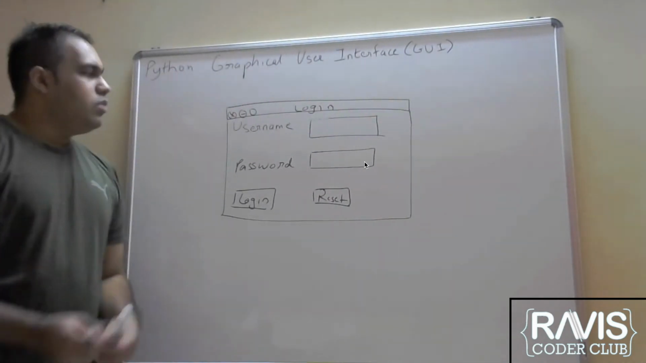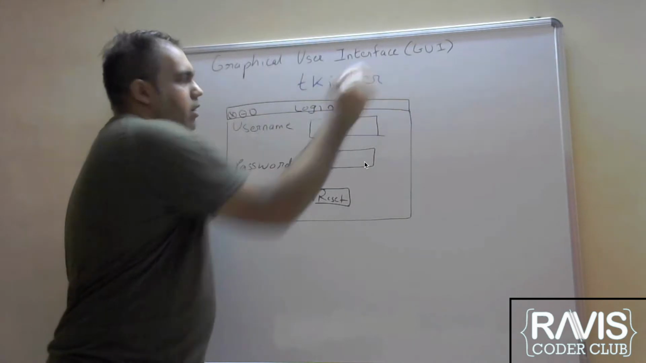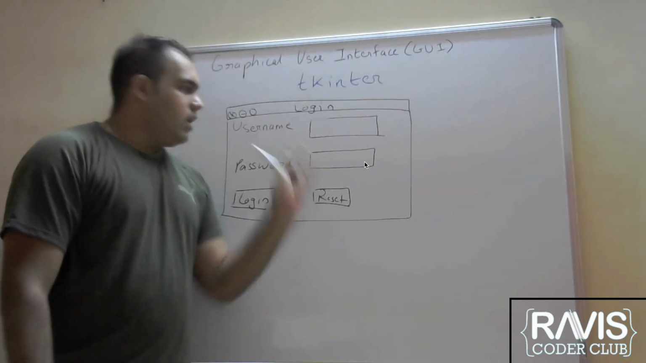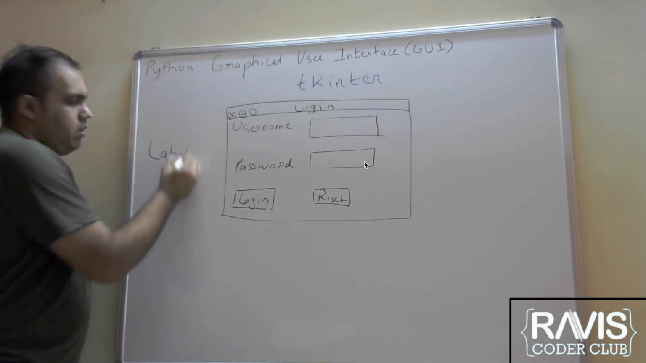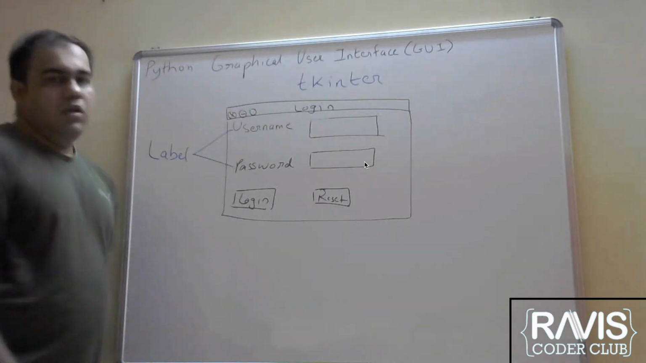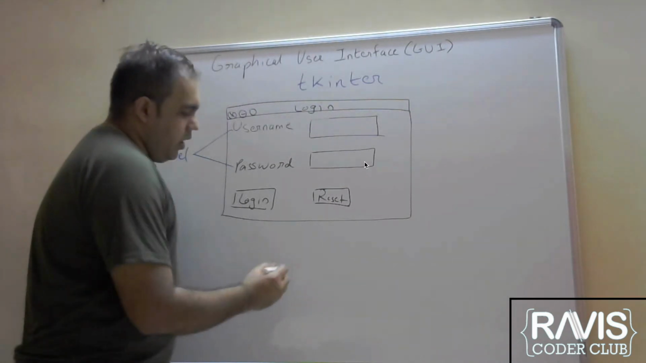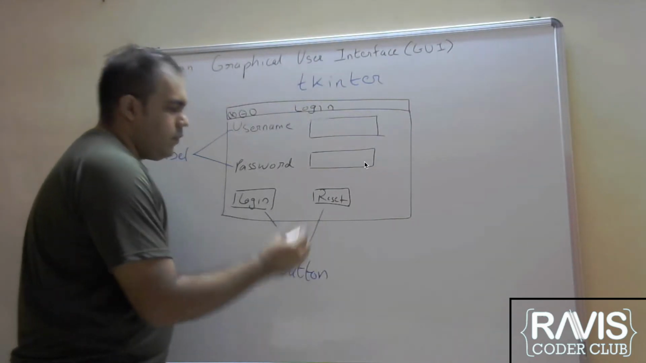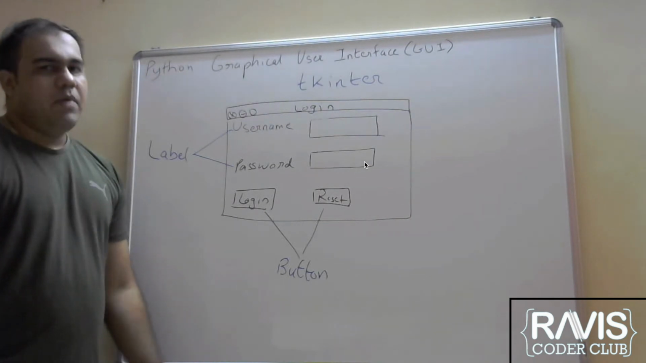For that, we have to use Python's Tkinter module, T-K-I-N-T-E-R. I'll show you the code in a bit. From the Tkinter module, we have to use a few components that are seen here. What are the components? The first one is label, L-A-B-E-L. These two are the labels here. The username and password, what is written is a label, okay? It's just a label. And then button. So we are using two buttons from the Tkinter module, login and reset. How to use them, I'll show you in a bit.